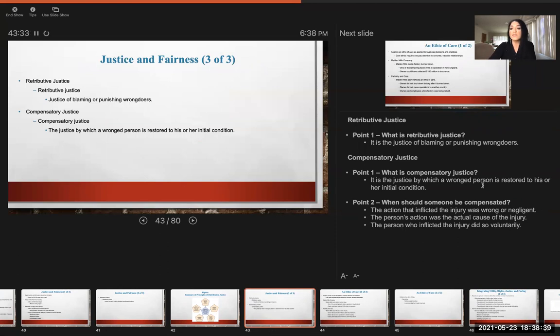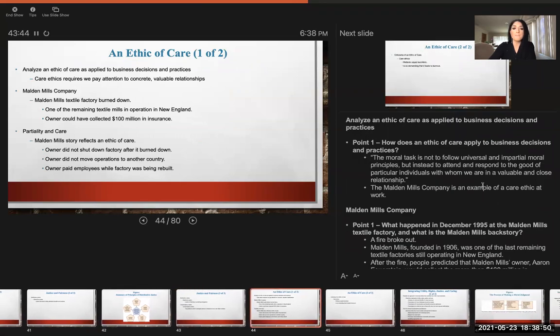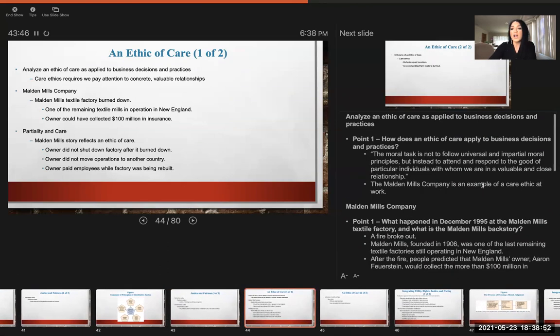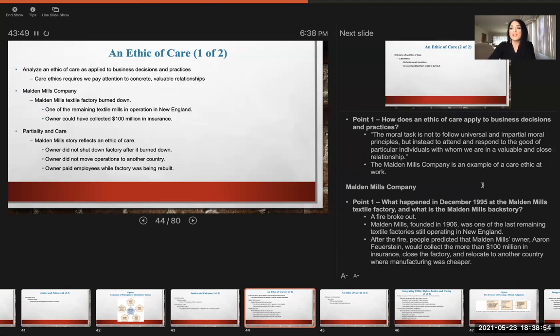Well, the action that is inflicted, the injury, was wrong or neglected, and the person's action was the actual cause of injury. So the person who inflicted the injury did so voluntarily. Now, an ethic of care. How does an ethic of care apply to business and decisions?